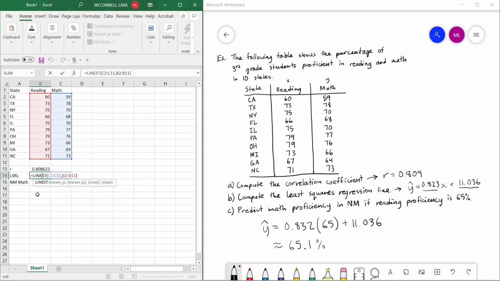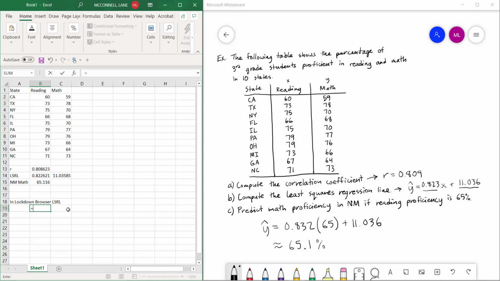So what you would have to do in the lockdown browser, let me just type this in. In the lockdown browser, for the least squares regression line. Okay, what would we have to do in that case?